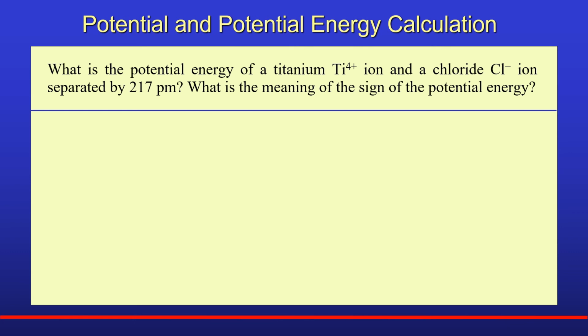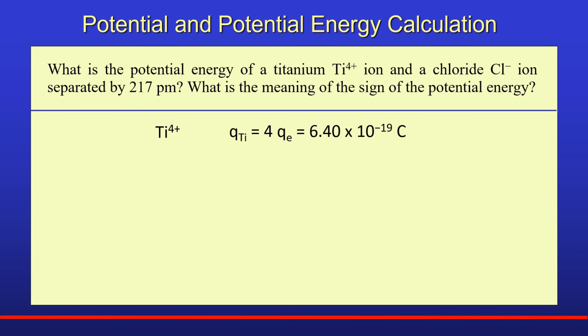Second part of the problem, what is the meaning of the sign of the potential energy? Let's begin with the titanium 4+ ion. The 4+ means that it has lost 4 electrons. The charge of the ion would be 4 times the elementary charge, which is 1.6 times 10 to the minus 19 coulomb. So 4 times that, 6.4 times 10 to the minus 19 coulomb.